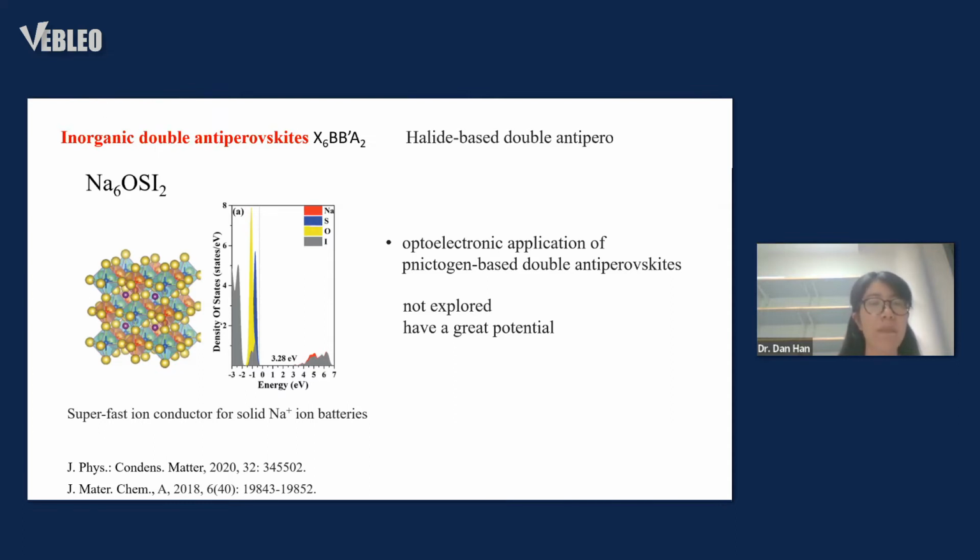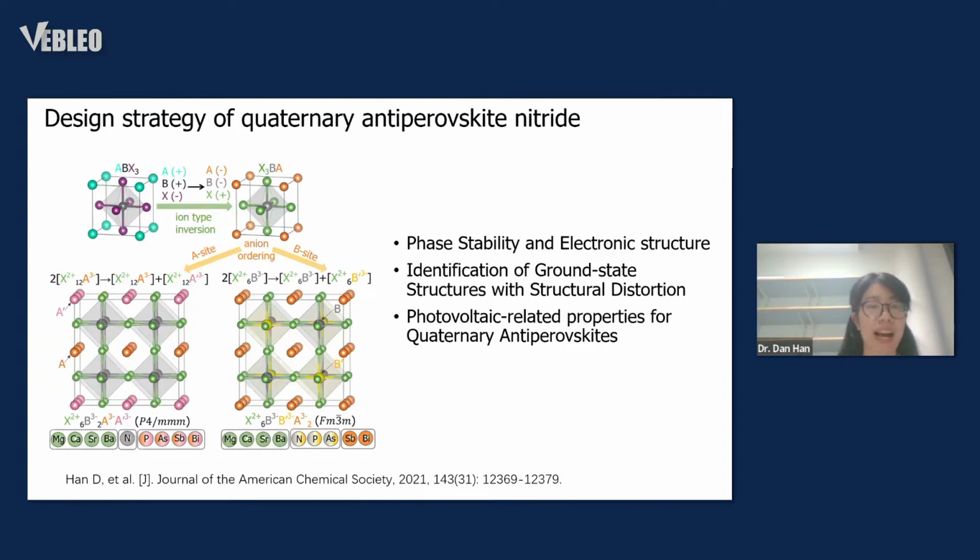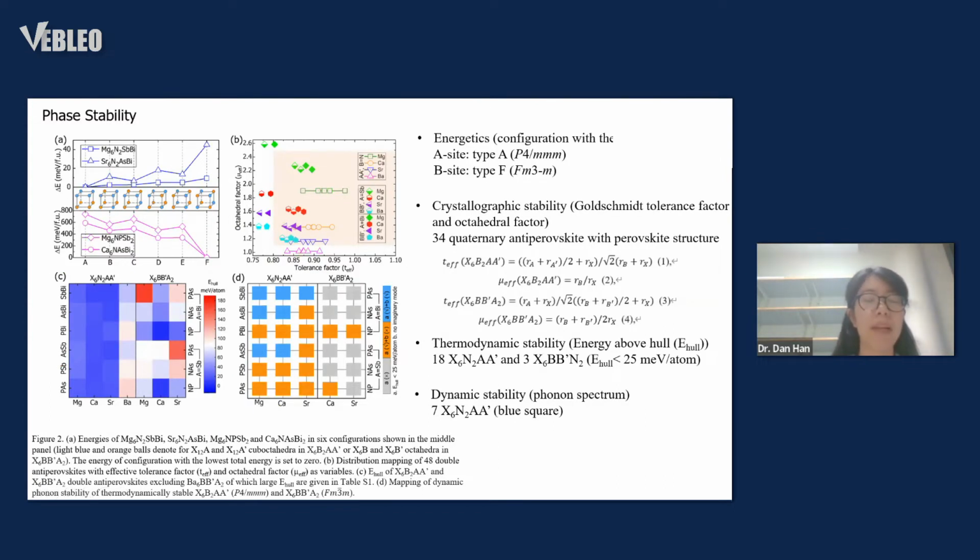Inspired by this work, here we design quaternary antiperovskite nitrides. Antiperovskite can be transformed into quaternary antiperovskite by splitting the anion atoms at the A side or B side. So we obtained 48 compounds based on these compositions. Then we first focus on the phase stabilities of these 48 compounds.